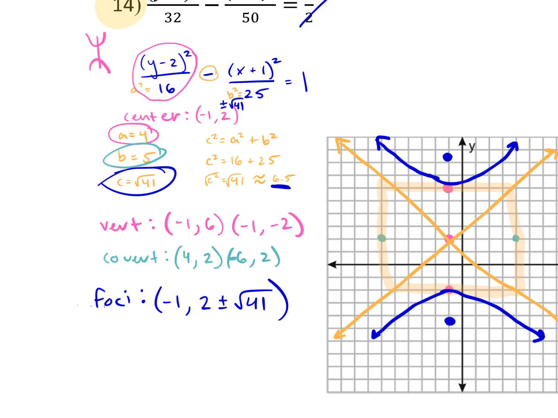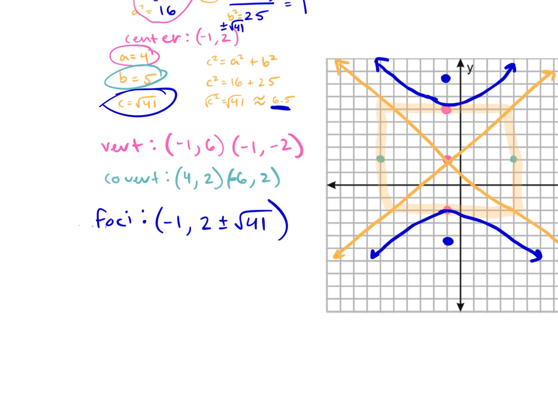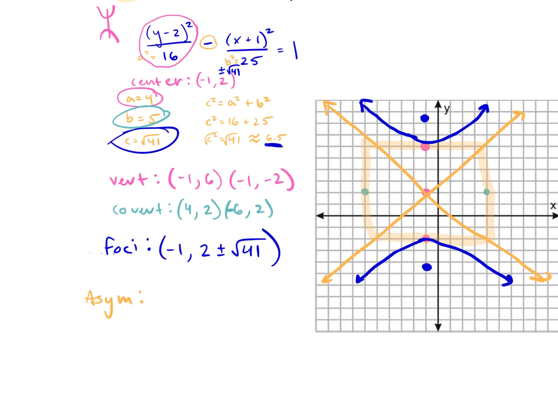And then lastly, let's write our asymptotes. So our formula for our asymptotes is going to be y equals k plus or minus... Now it's either a over b or b over a. When it is a vertical hyperbola, what do we think? Joy, what do we think? A over b, perfect. Times x minus h.